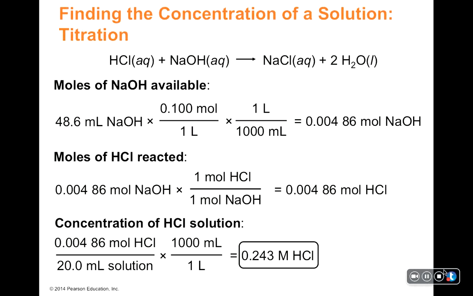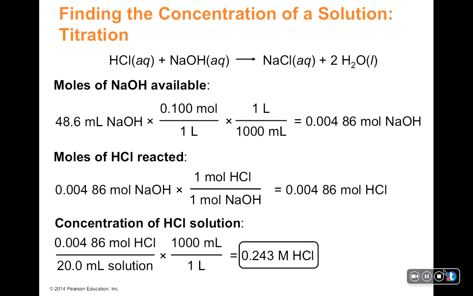So again, here's the problem. We're given that we have 48.6 milliliters of sodium hydroxide, and the molarity is 0.1. So we use that to figure out how many moles of sodium hydroxide that is equal to. So you get 0.00486 moles. We take the moles of sodium hydroxide and figure out how many moles of HCl would react with it. It's a 1-to-1 relationship, so you can see here that 0.00486 moles of sodium hydroxide are going to react with 0.00486 moles of HCl. Now we know moles of HCl, and we can use the volume that we're given to calculate the molarity. So that's the last part.